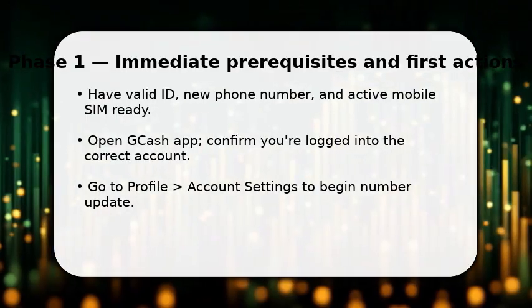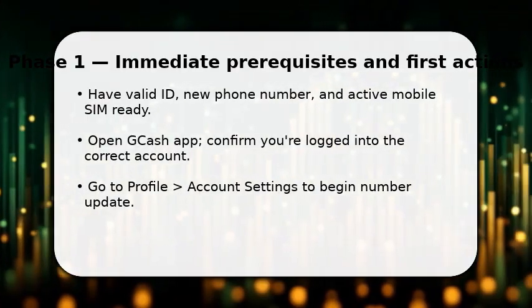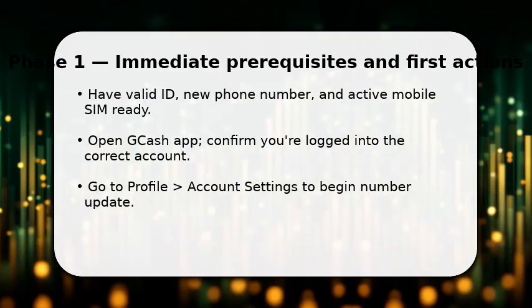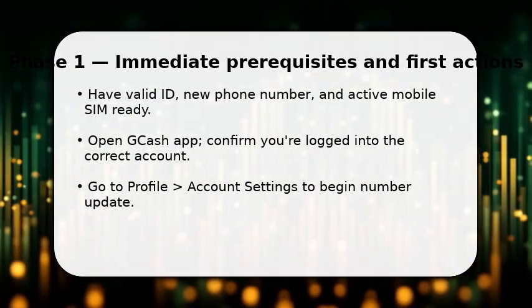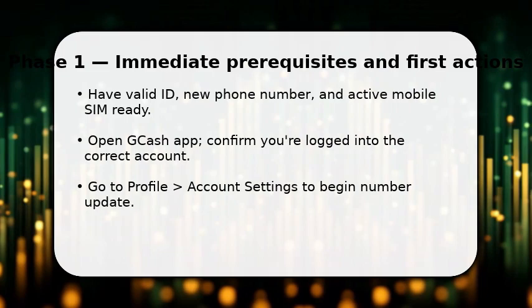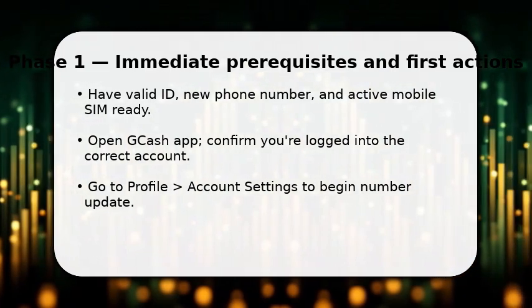Make sure your app is updated. Outdated versions can hide options. If you see two-factor prompts, pause and prepare to verify via SMS or email. Now proceed to the phone number section to submit your request.